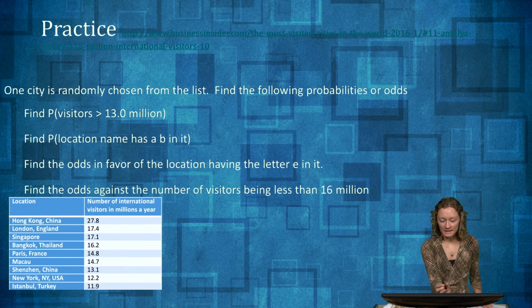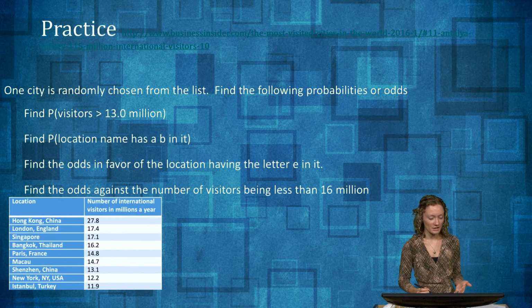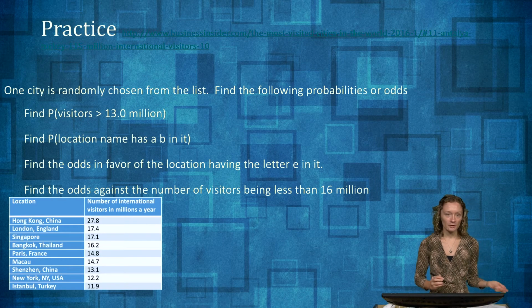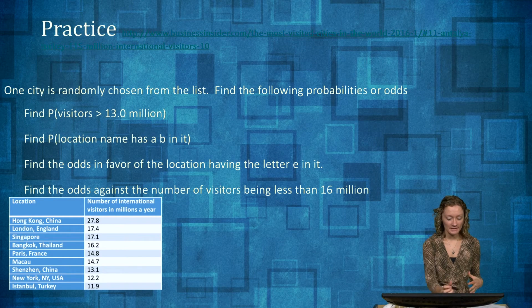Okay, again, there's a link at the top of this page. It should show up better on your printed slides if you're interested in going to the link. This is information on the number of international visitors in millions a year for a set of countries. So let's say 1 is chosen randomly from the list. Find the probabilities or odds. I've put both in this section. Even though this section is all about odds, it's still important that you understand the distinction between probability and odds. So the first 2 questions are just probability.